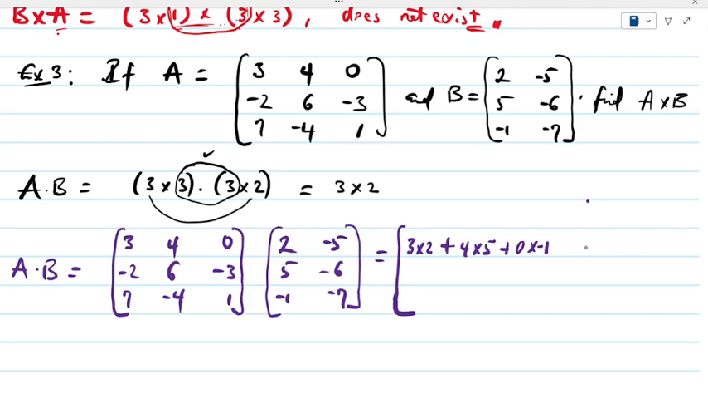Now first row times second column. For this entry, we have 3 times minus 5 plus 4 times minus 6 plus 0 times minus 7.